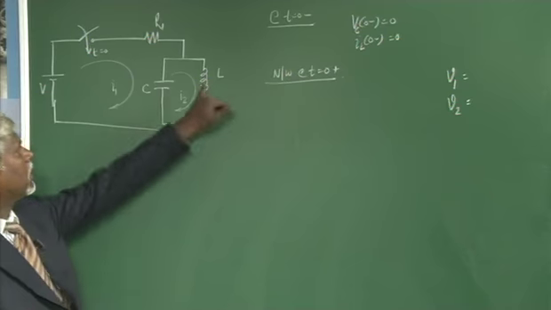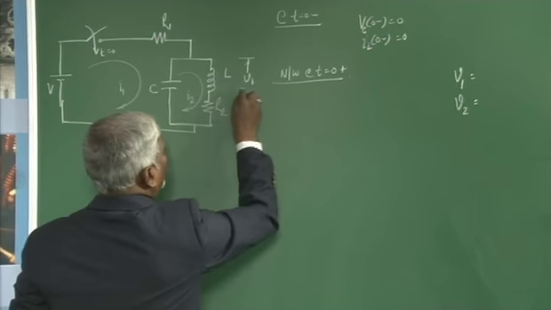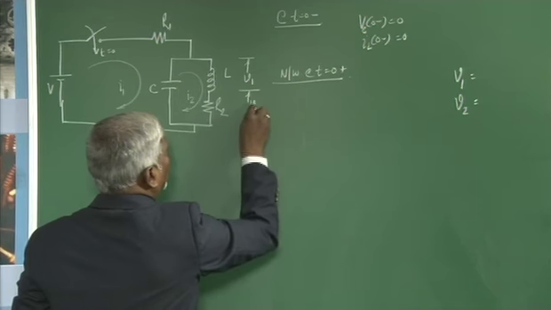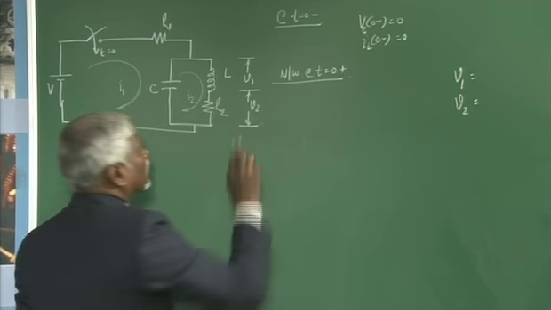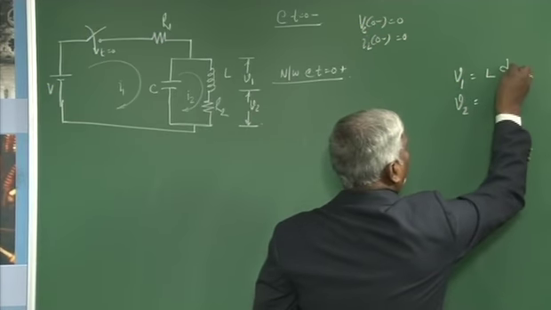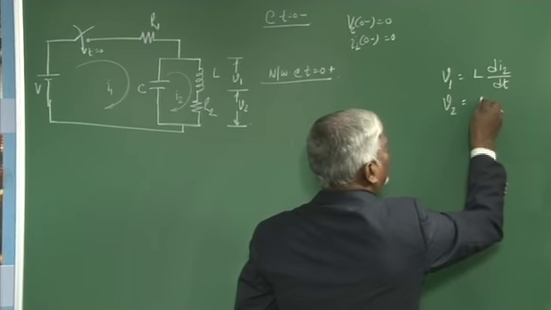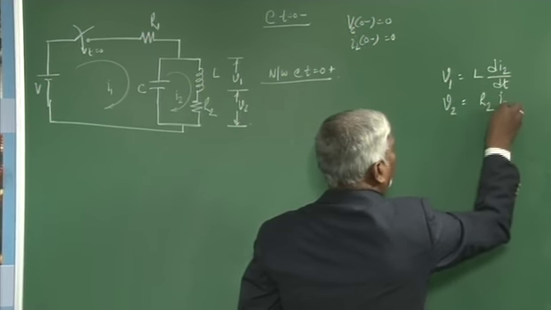V1 is the voltage across the inductor. V2 is the voltage across your resistor. What is the voltage across the inductor? It is L di2 by dt. The voltage across the resistor is R2 I2.